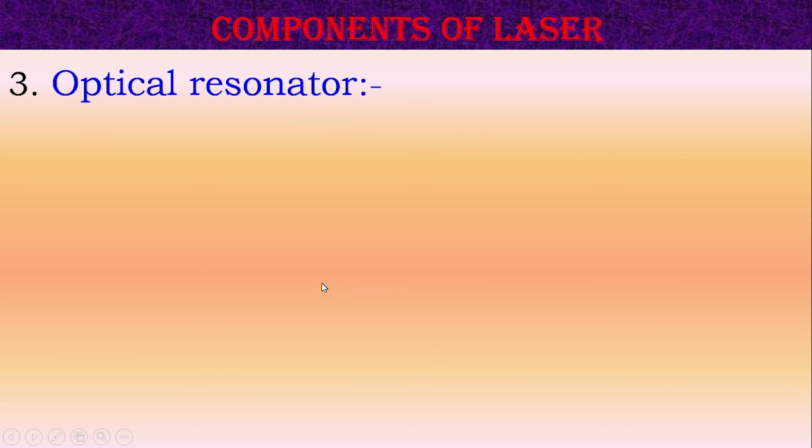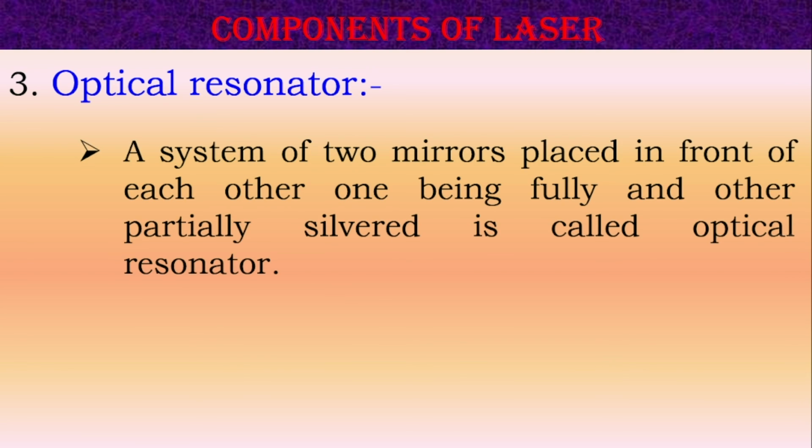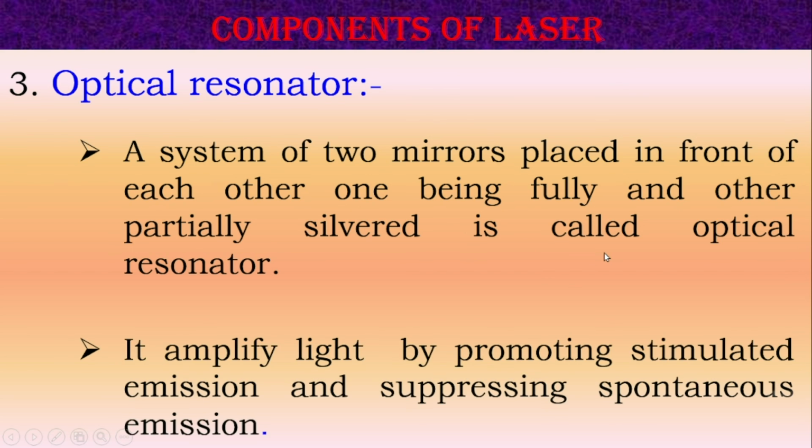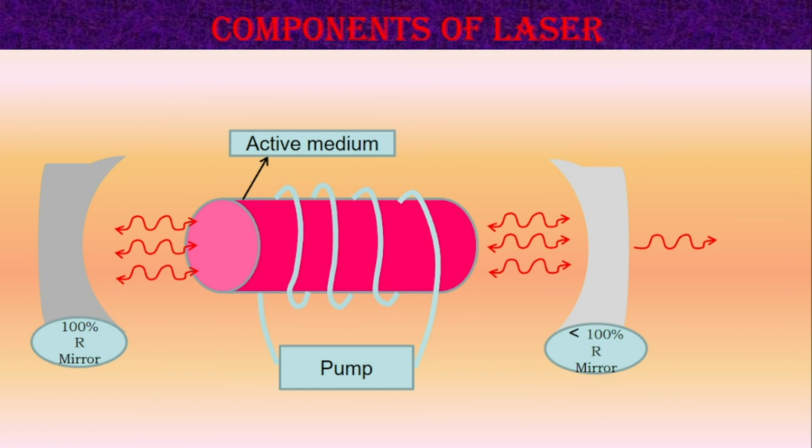And the last component is the optical resonator. A system of two mirrors placed in front of each other, one being fully and the other partially silvered, is called an optical resonator. It amplifies light by promoting stimulated emission and suppressing spontaneous emission.